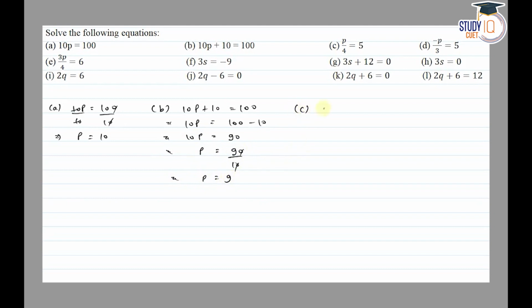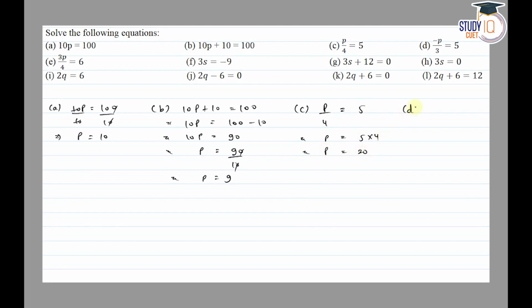And part C, p by 4 is equal to 5. So 4 को हम इधर shift कर देंगे, so हो जाएगा 5 into 4. So p is equal to हो जाएगा हमारे पास 5 into 4, 20.